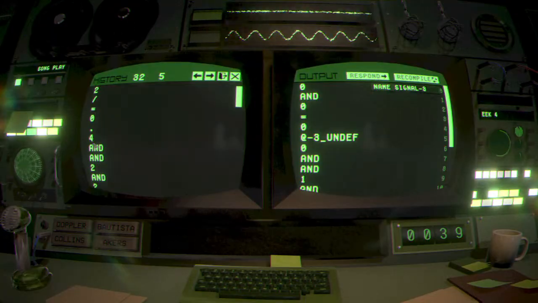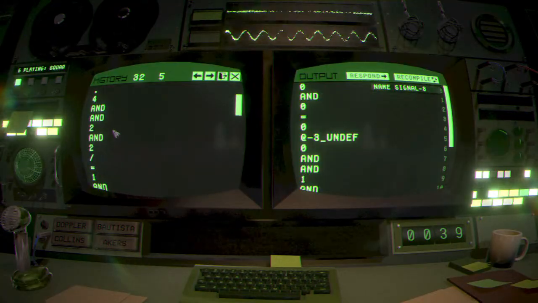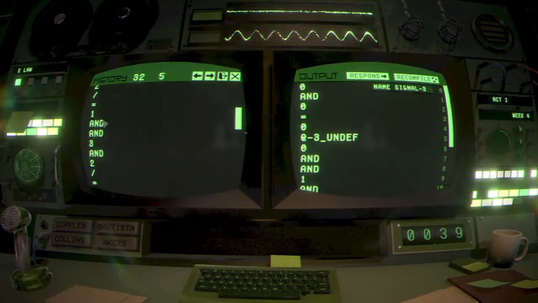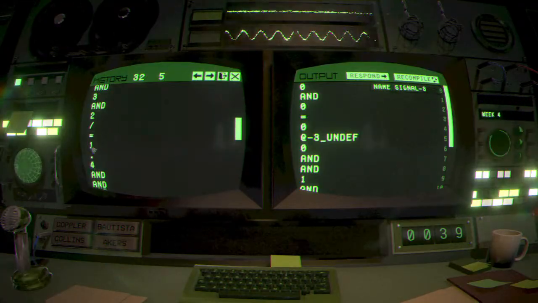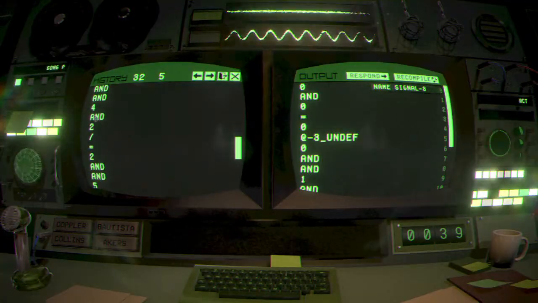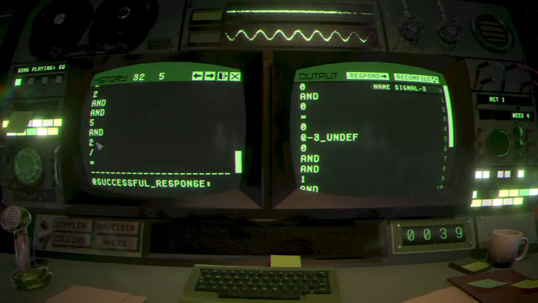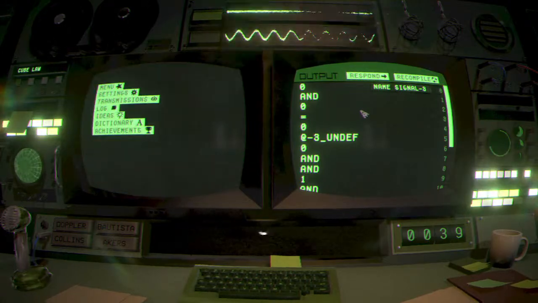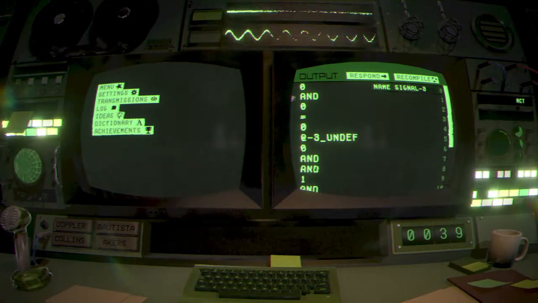So 1/2 is 0.4. That makes sense. 2 divided by 2 is 1. 3 divided by 2 is 1.4 because 1/2 is 0.4. 4 divided by 2 is 2. 5 divided by 2 is supposed to be 2.4. Alright, I get it. I'm gonna keep it with that.